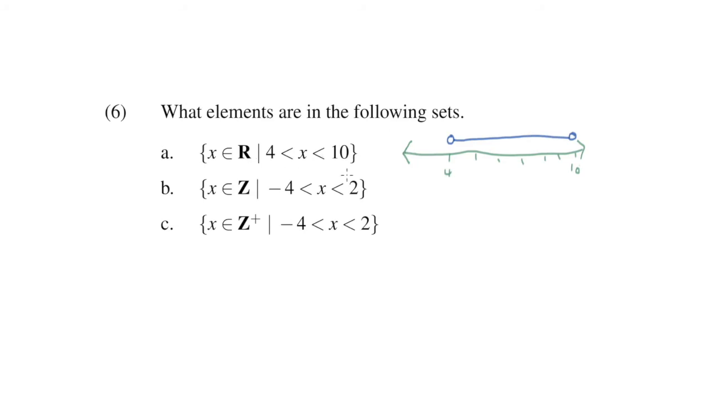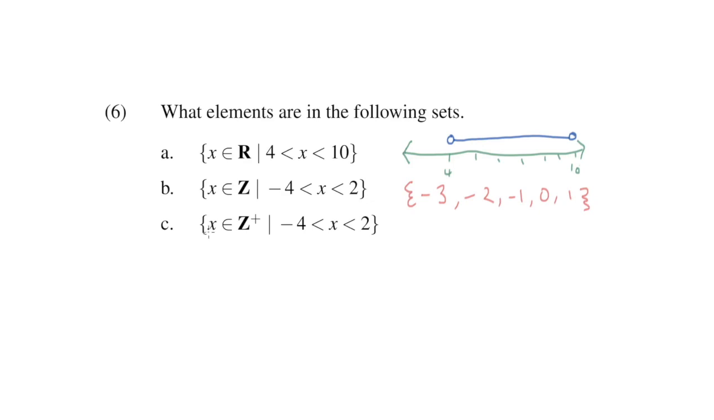Okay, let's look at the next one. So x is in the set integers, and it is between -4 and 2. So there won't be too many elements in this set, so we could just write them all down. So -4 won't be included because x has to be strictly larger than -4, but we'll have -3, -2, -1, 0, and 1. Again, 2 won't be included because x is strictly less than 2. Okay, so that would be our answer for B.